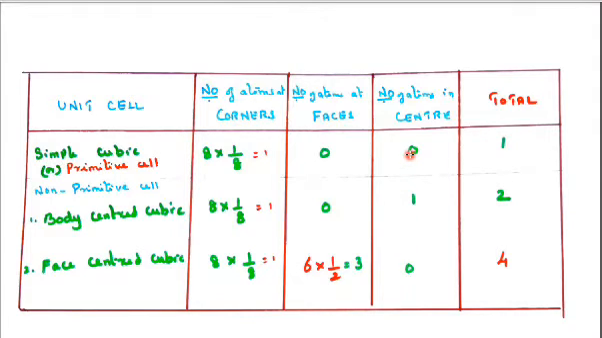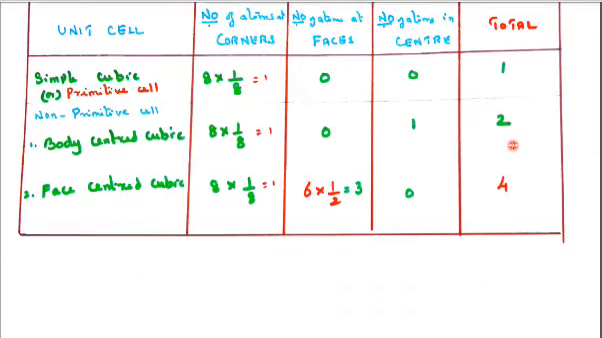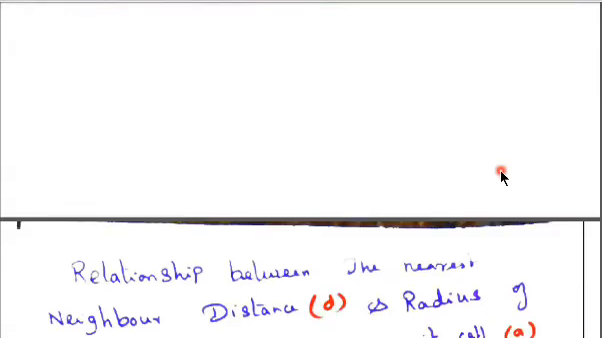And there is no center atom here. Only body-centered contains 1 atom at the center, so 1 plus 1 equal to 2, and here only 1 is there. So I have written here the number of atoms present in 1 unit cell: simple cubic 1, body-centered cubic 2, face-centered cubic equal to 4.